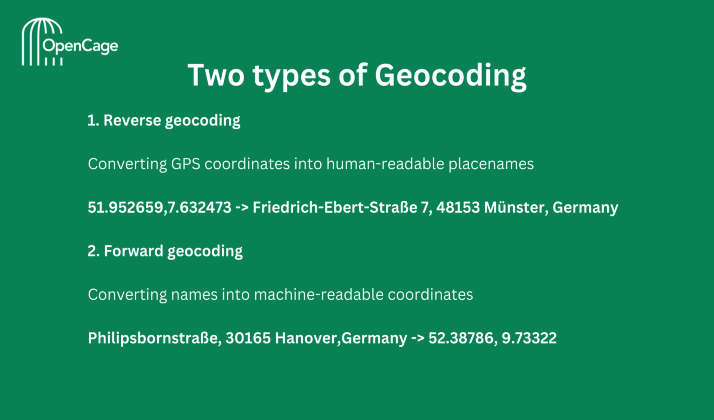There are two types of geocoding: reverse geocoding and forward geocoding. Reverse geocoding is when you convert GPS coordinates into place names. Forward geocoding is when you convert place names into machine-readable coordinates. Here we see an example for each type of geocoding.